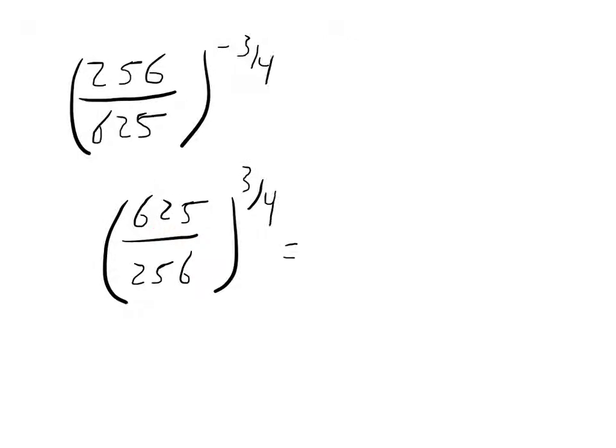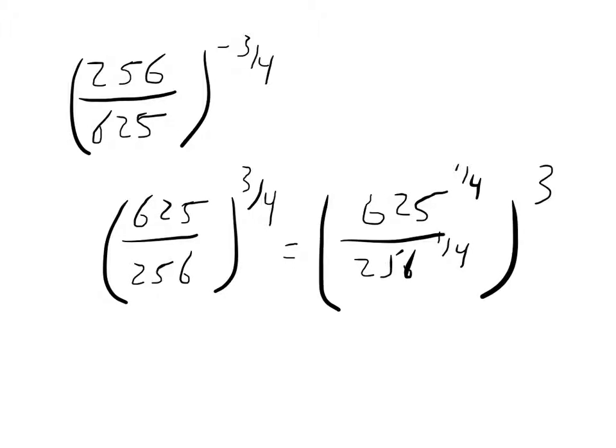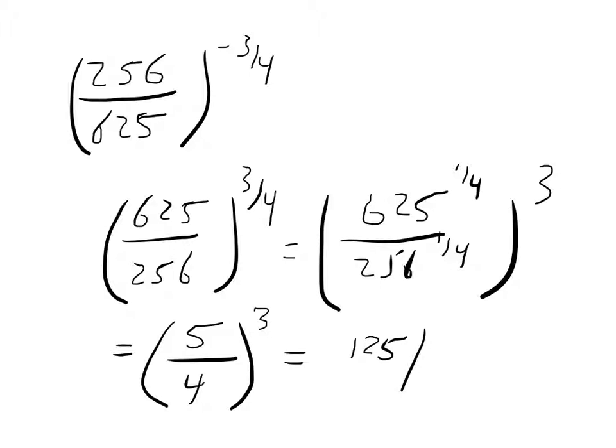So what I want to do is view this as the fourth root of 625 and the fourth root of 256, take those and then cube them. Well, the fourth root of 625 is 5. The fourth root of 256 is 4. 4 squared is 16. 4 cubed is 64. 4 times 64 is 256. So then I want to take 5/4 and cube it, and I'm ending up with 125 over 64.